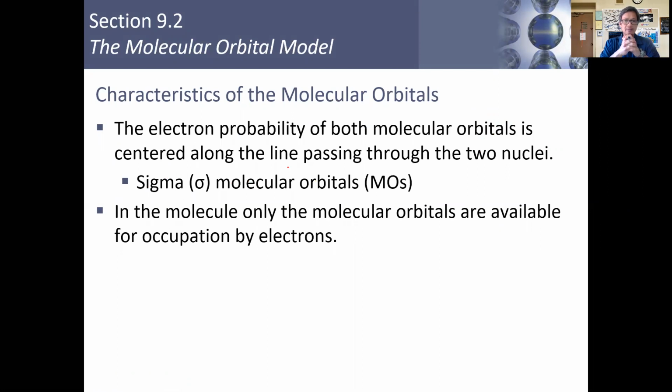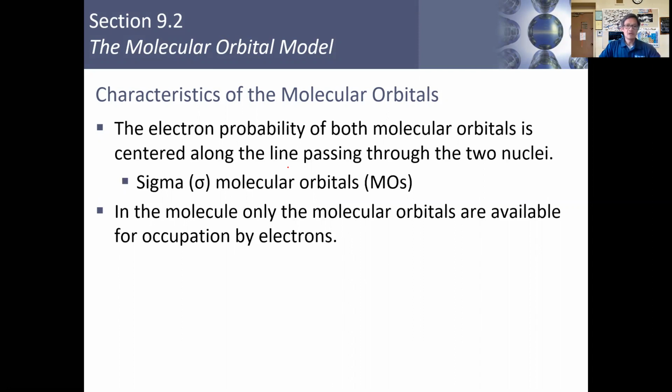The molecular orbitals are then used to explain where the electrons are. So in a molecule, the molecular orbitals are now available for the electrons to move through. Once they form, the electrons move through these molecular orbitals.